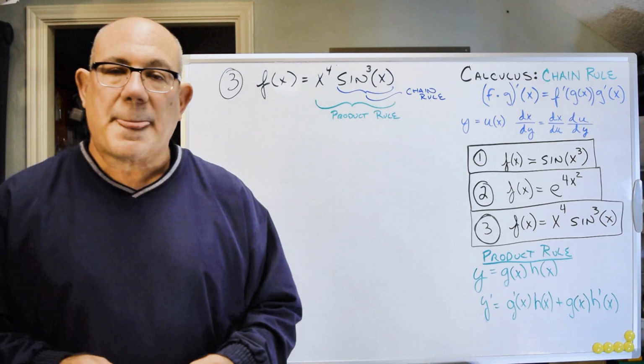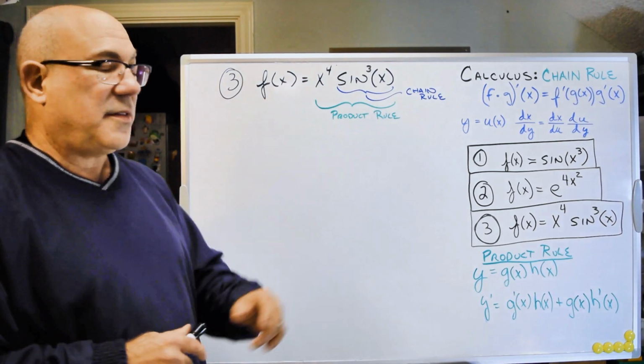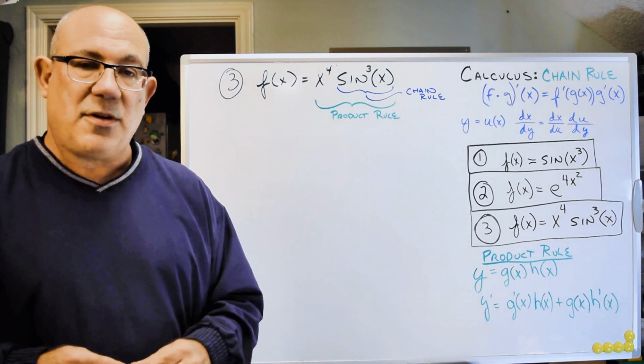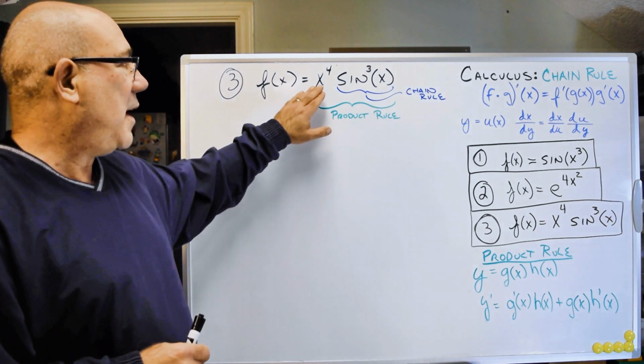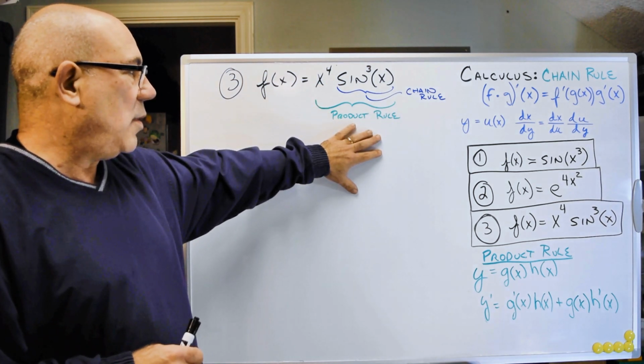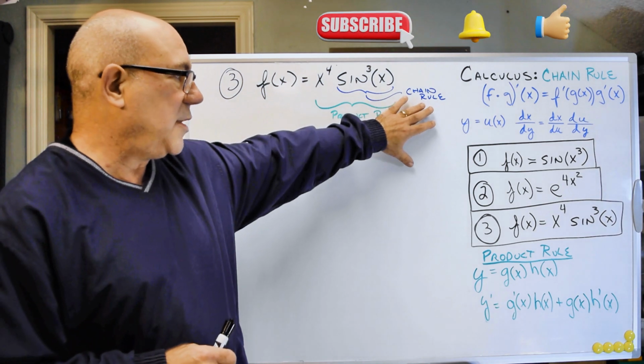Very simple. Okay, so now we're going to solve the most complicated problem in this series. This is where we're going to need to deploy the product rule and the chain rule together.